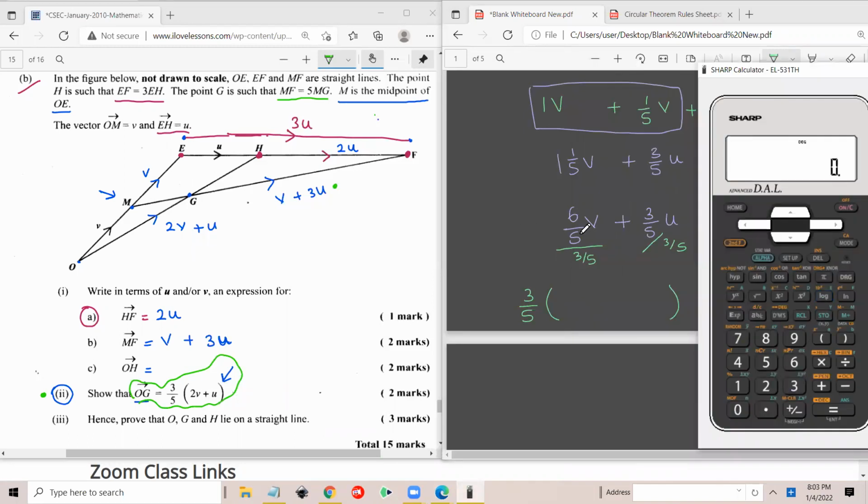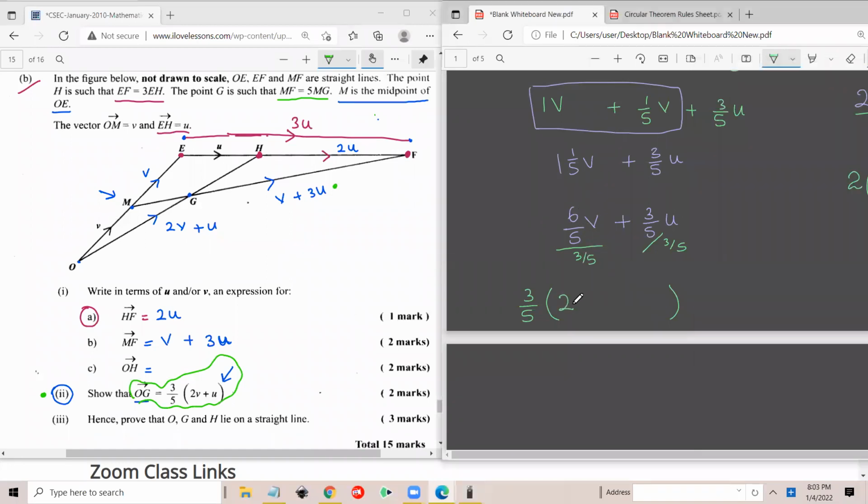If you want to type in 6/5, you press the ABC button, ABC 5, that's how you write 6/5, divided by 3/5, 3 ABC 5. And you get 2, right? When you divide these two things, you get 2V, and well, 3/5 divided by 3/5 will cancel out to leave you with the U. And ta-da, we got the same thing on the board.